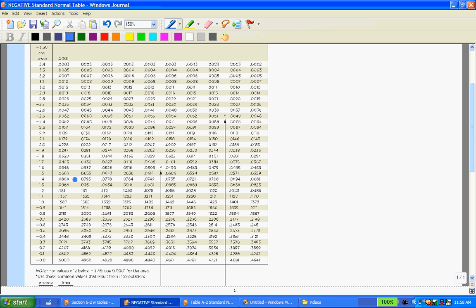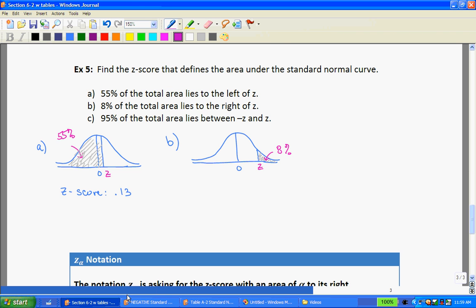Sometimes you can even split the difference and say 1.405, something like that. But if you chose 1.41, that would be okay, or 1.40, that would be okay. I'm going to go ahead with the 1.41. So the z-score here is 1.41. Now, even though I was on my negative table, I have to look at my picture to know that this value should be positive.